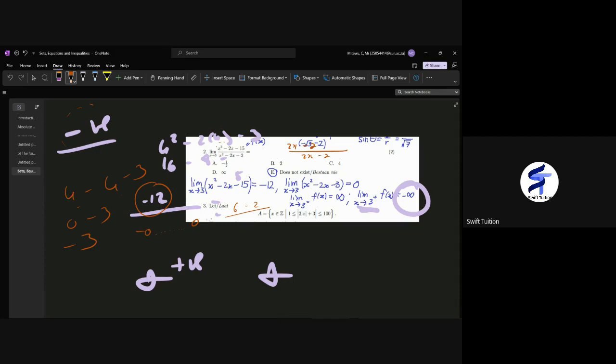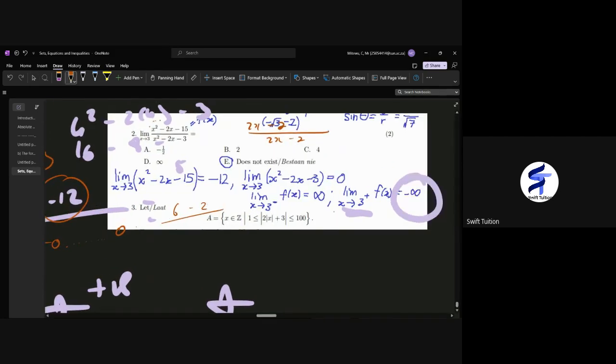Something really, really small with a negative sign, which means that you're going to be approaching positive infinity from the left-hand side. So the limit from the left-hand side gives you positive infinity, and from the right-hand side gives you negative infinity. It's not the same infinity, and because it's not the same infinity, the limit cannot exist. If you're approaching different values from the left than you're approaching from the right, the limit cannot exist.